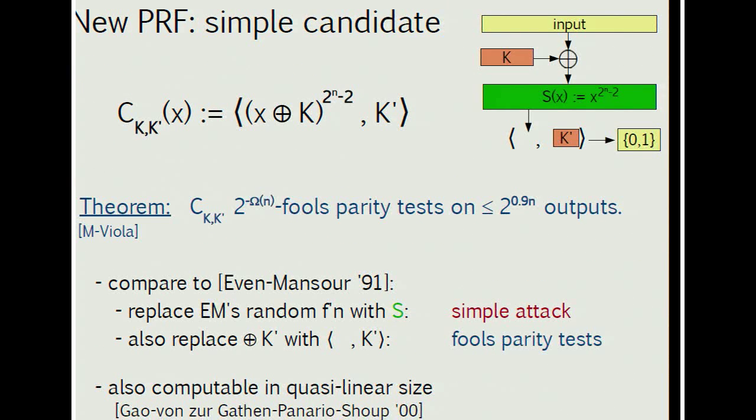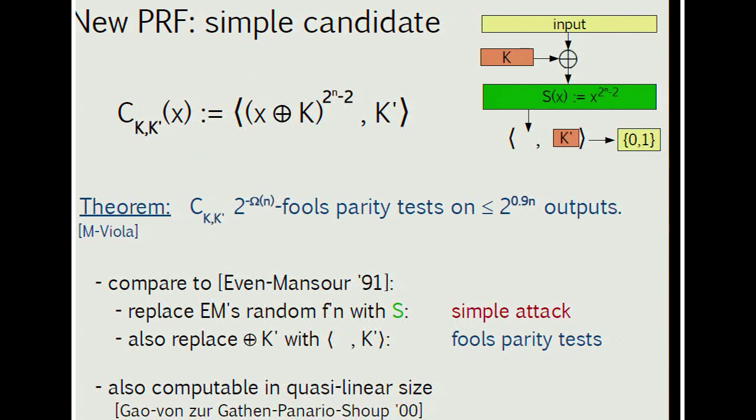The second PRF candidate that I want to mention is a much simpler candidate. This can be viewed as a very extreme setting of the SPN with basically one round and one S-box, no diffusion matrix. This PRF candidate is computed in three steps. There are two round keys, K and K prime. First, we XOR the input with the first round key, K. Then we run it through this inversion S-box. But note here that this inversion is computed on the entire state at once, and it's not broken into chunks. And then finally, we take the inner product of what comes out of the S-box with the second round key and output a single bit.